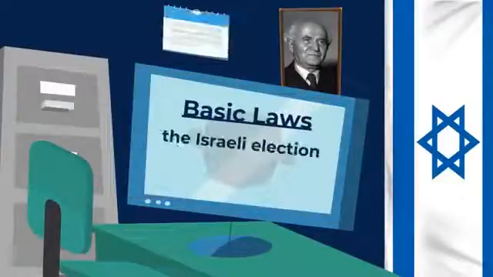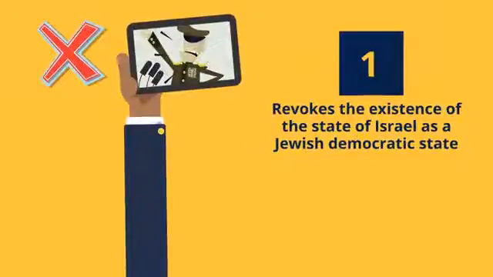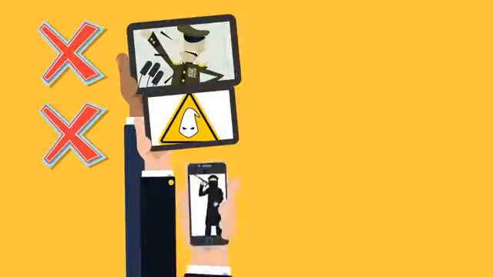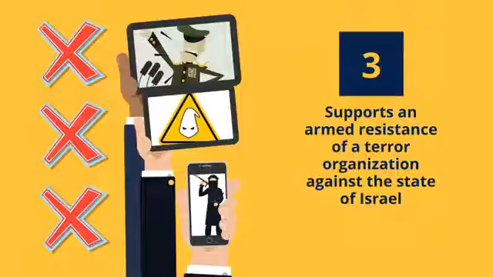According to the Knesset basic laws, elections should be held every 4 years. But that's not really the case, is it? Not even close. Only a party or several parties joined together can present a list of candidates for the elections. A party will be disqualified if: 1. It revokes the existence of the State of Israel as a Jewish democratic state. 2. Incites racism. 3. Supports an armed resistance of a terror organization against the State of Israel. Well, that's probably a good idea.